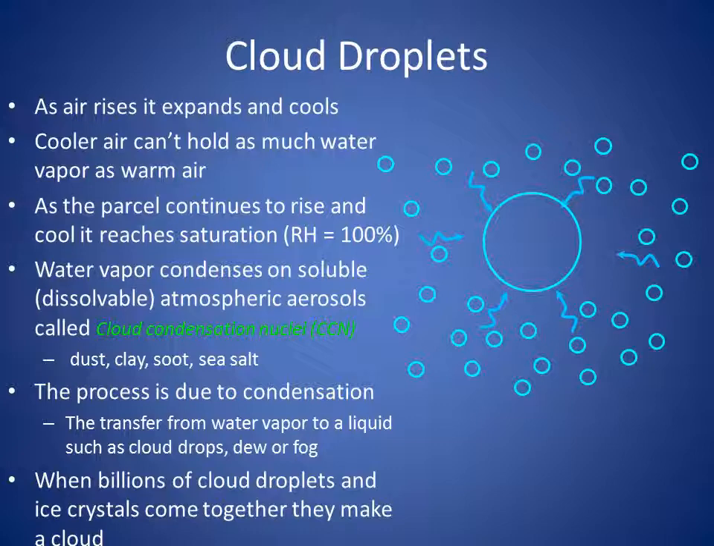The transfer from water vapor to a liquid, such as cloud drops, dew or fog, is called condensation. It's the same thing that may happen in the mirror in your bathroom when it fogs up when you take a warm shower. Cloud droplets are so small they float in the air. When billions of cloud droplets and ice crystals come together, they make a cloud.